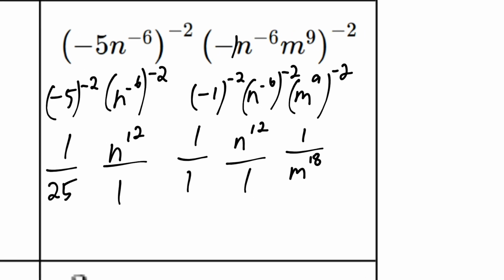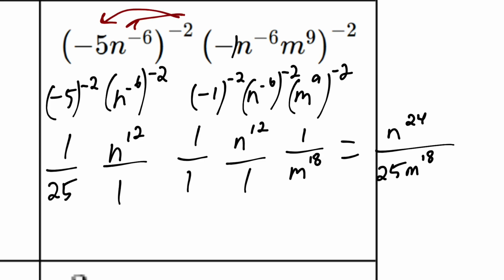And I combine. How many n's are there? 24. 25 m to the 18th on bottom. The key here was recognizing that you had to distribute 5 total times. The negative is not associated with the n inside of parentheses.